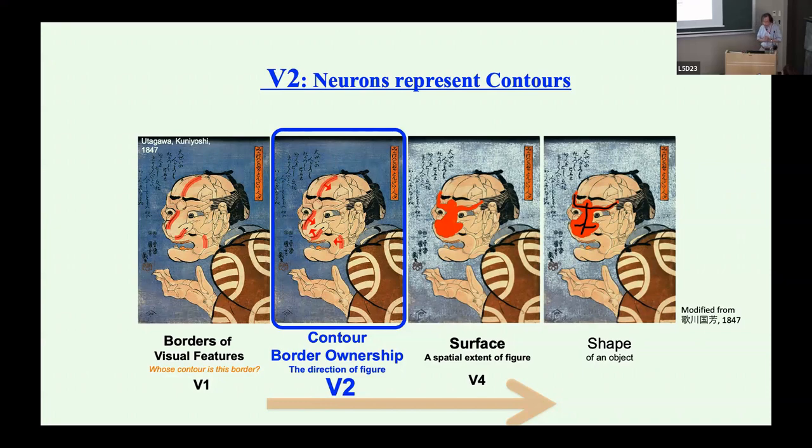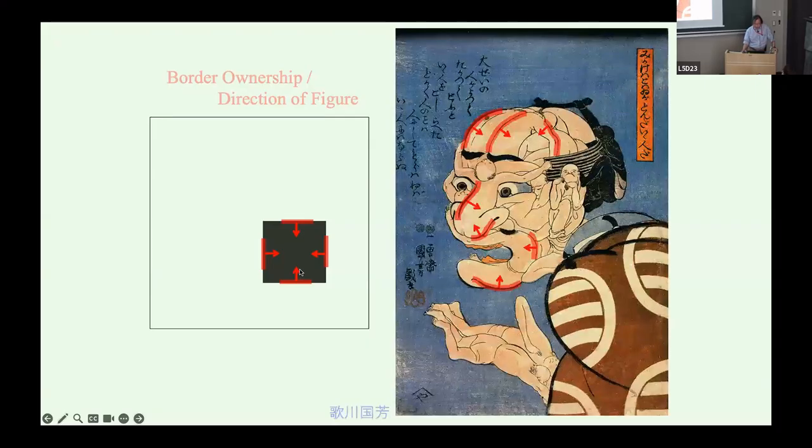So let me explain this idea just a little bit. In this example of a small square, the side of an object's border ownership is obvious, as shown by the red arrows. And so it is in this print. For example, this border belongs to the right. So the border ownership is to the right.